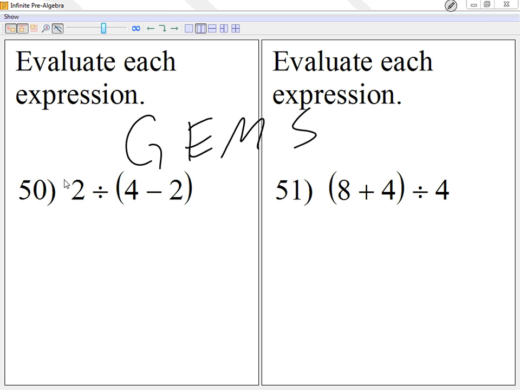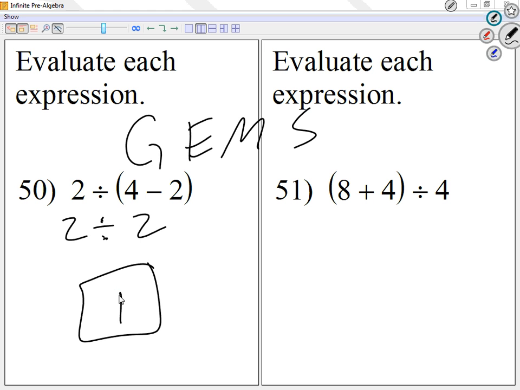So I see question number 50. I see a group, 4 minus 2. It's a group, so I'm going to do it first. I know 4 minus 2 is 2. So then I have here 2 divided by 2, which is 1. My answer should be 1.